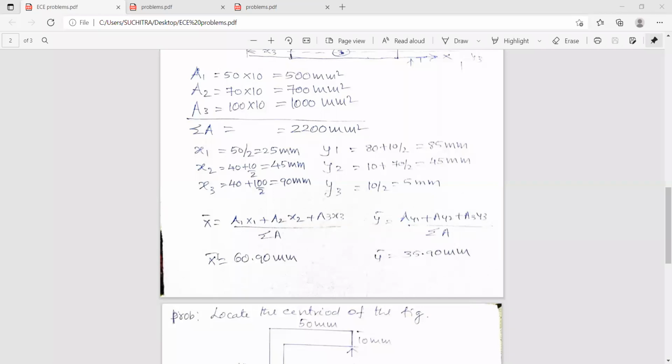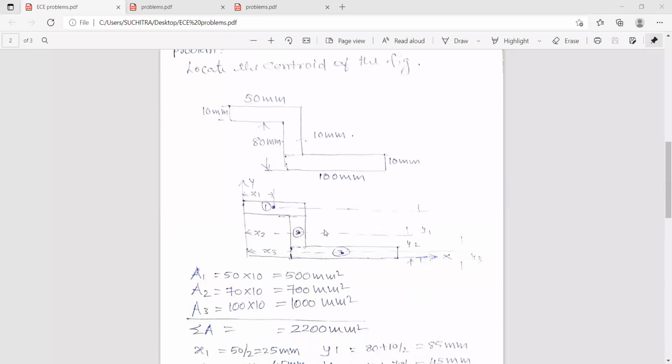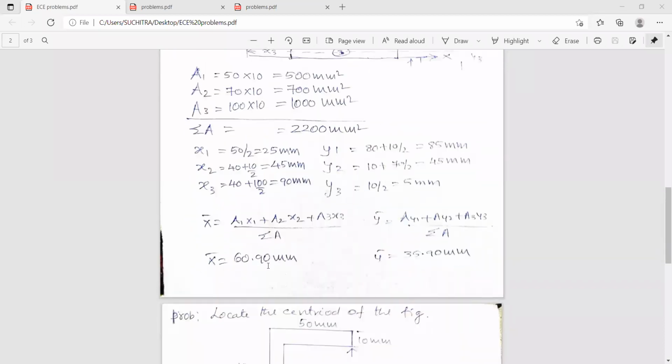So on simplification, you get the values of x bar as 60.90 millimeters and y bar as 35.90 millimeters. So this might be the center of this figure through which the x0 axis and y0 axis passes. So the x bar works out to be about 60.90 and y bar is 35.90 mm. So is it clear?